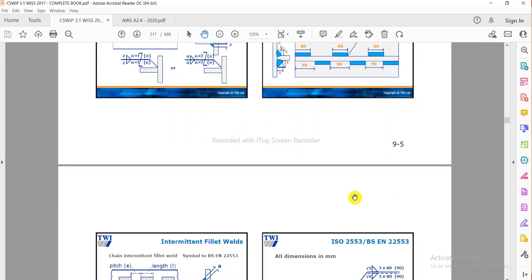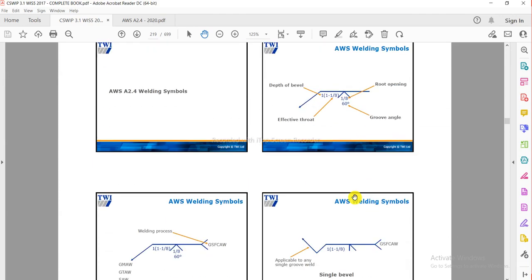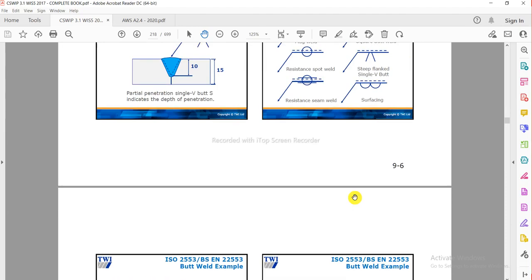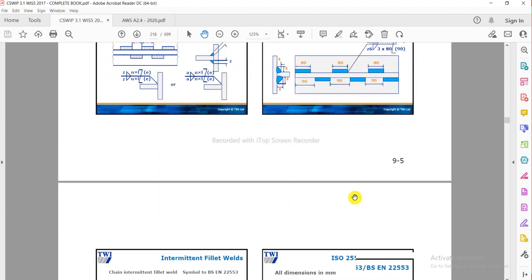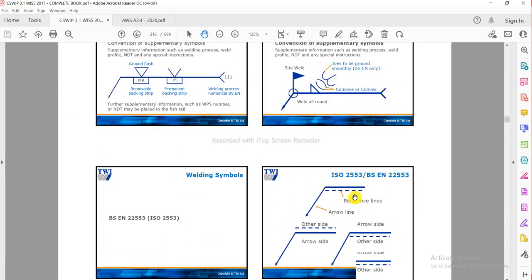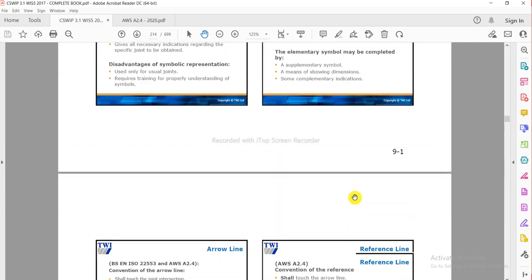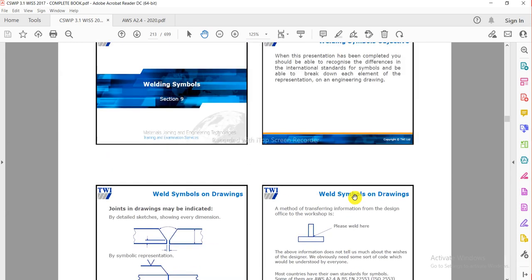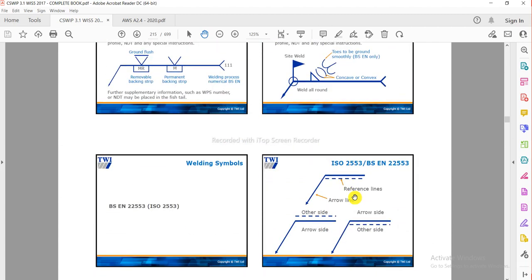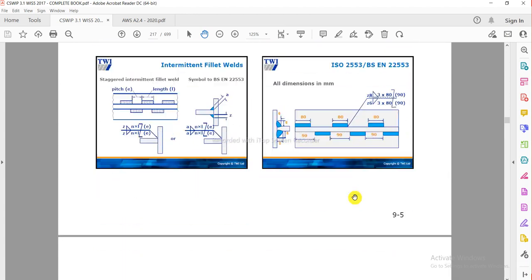Okay, I'm going to show you very interesting things. When I got AWS, no, CSWIP 3.1, one minute. Okay, page 93, 94, 95 and 96.